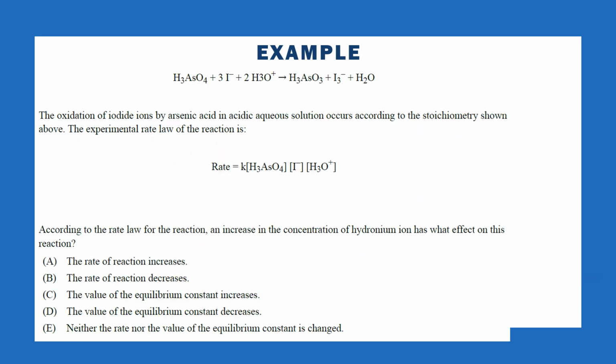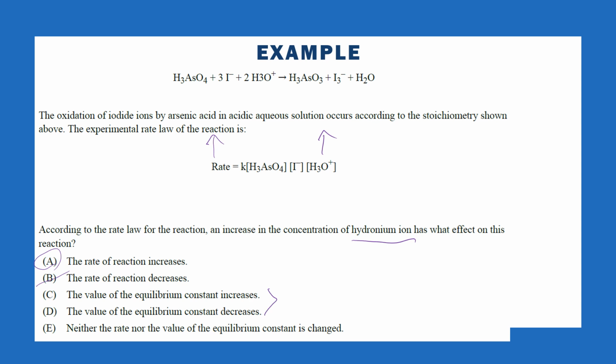And our last multiple choice question for this unit, we have an oxidation of iodide ions according to the reaction above, and then they give you the experimental rate law. Everything is first order. That's nice. According to the rate law, an increase in the concentration of hydronium ions has what effect on the reaction? So if I increase the hydronium ions, that's going to increase the rate of the reaction, yes. It's not going to decrease it. It's not going to change the value of our equilibrium constant.